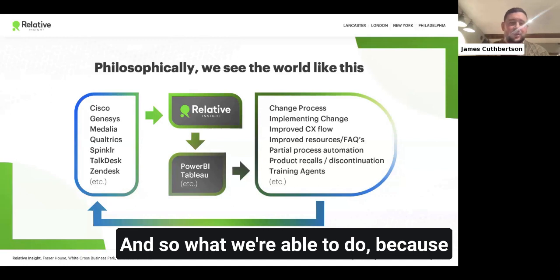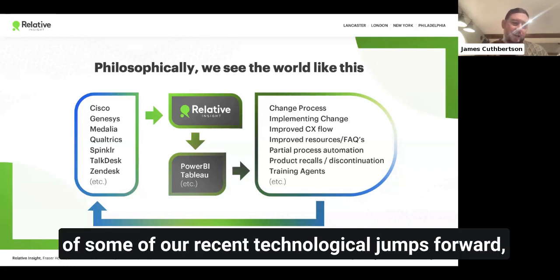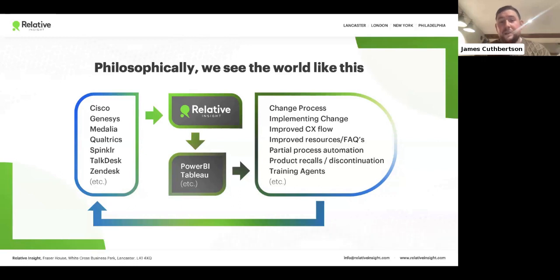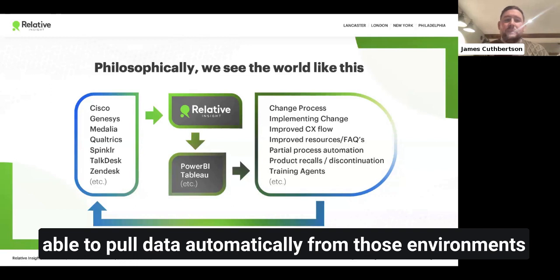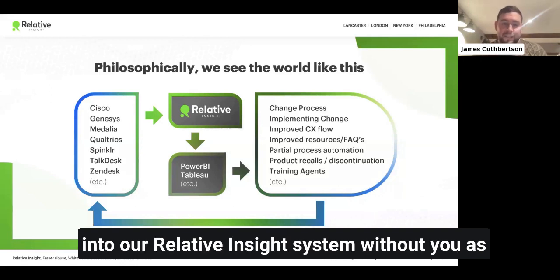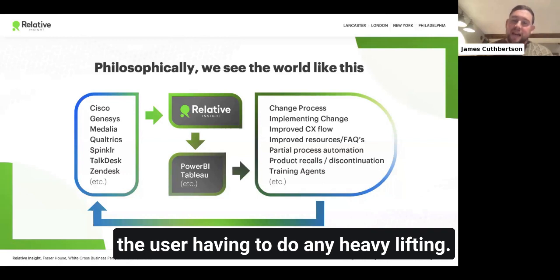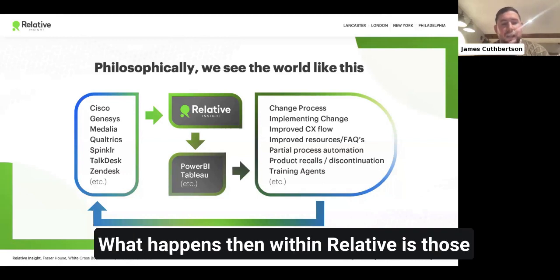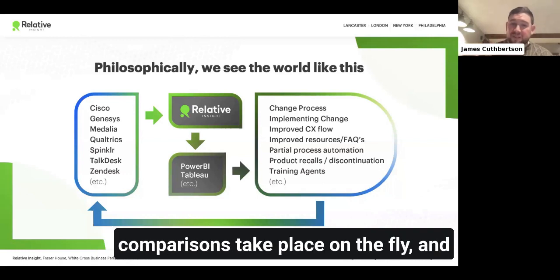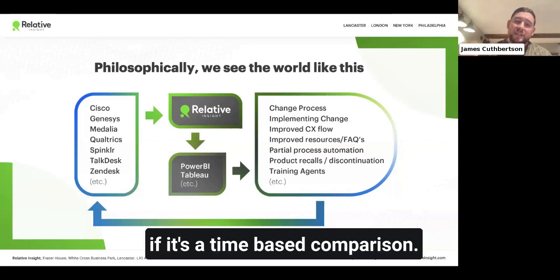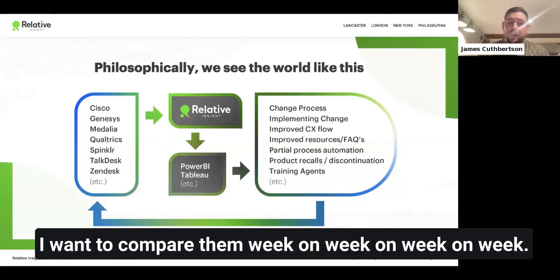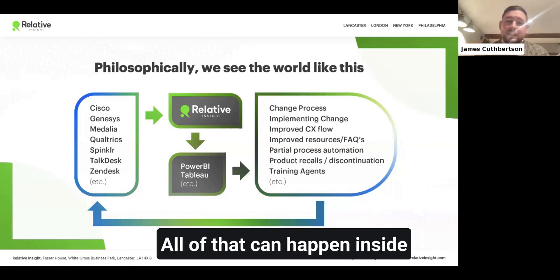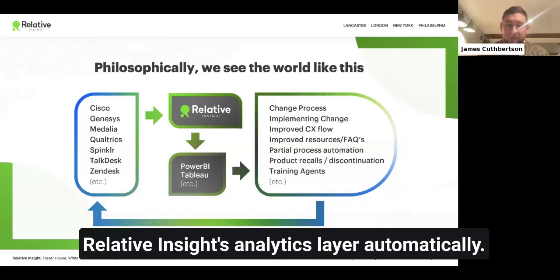And so what we're able to do, because of some of our recent technological jumps forward, mostly a product we call Relative Flow, is pull data automatically from those environments into our Relative Insight system without you as the user having to do any heavy lifting. What happens then within Relative is those comparisons take place on the fly. If it's a time-based comparison, for example, I collect 6,000 survey completes a week and I want to compare them week on week, all of that can happen inside Relative Insight's analytics layer automatically.